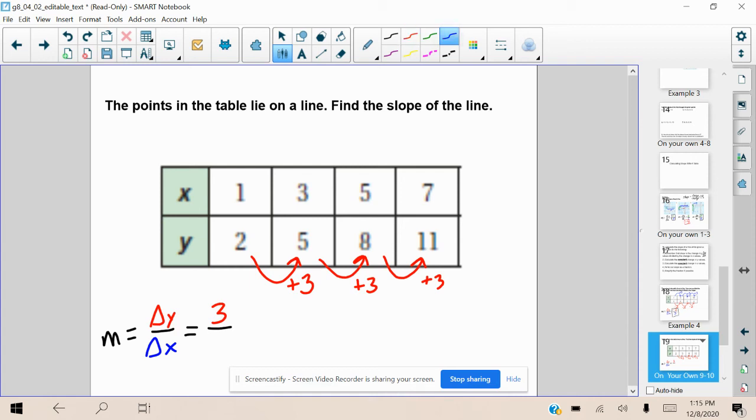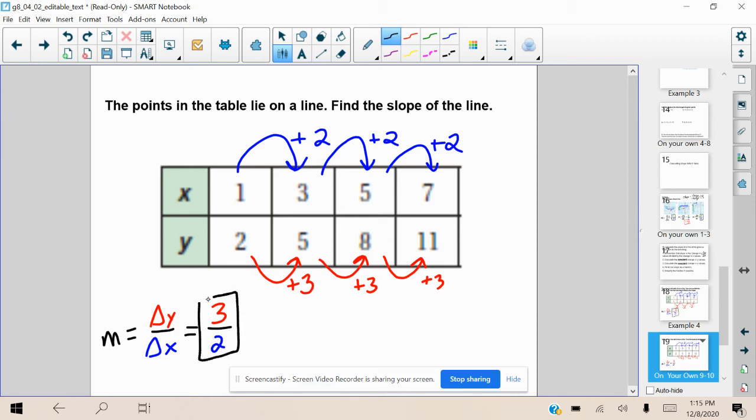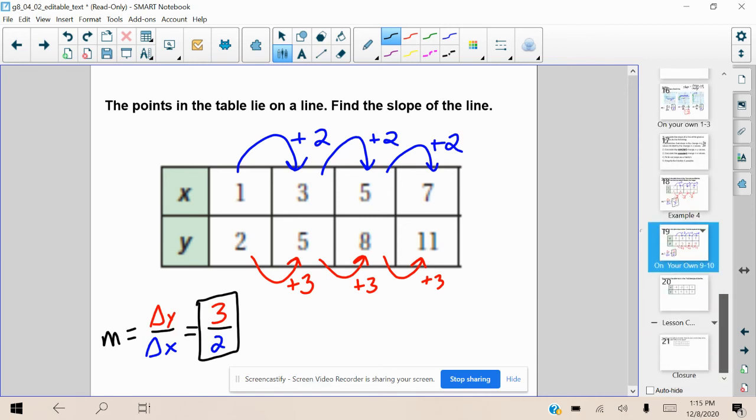Now we want to look at the change in x. I go from 1 to 3, so I added 2. 3 to 5, I added 2. 5 to 7, I added 2. So the constant change in x is I'm adding 2, so it's a positive 2. We cannot simplify 3 over 2, therefore our slope is 3 divided by 2.